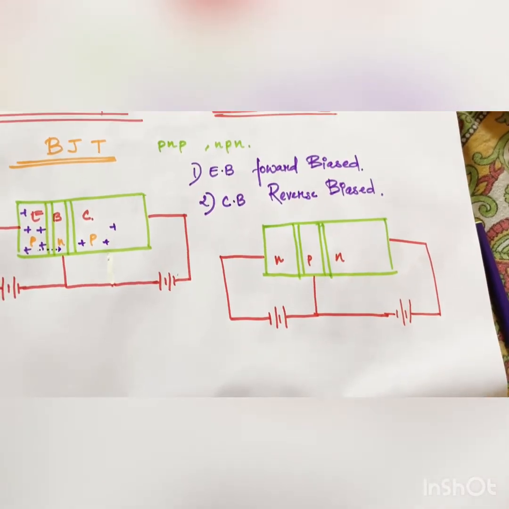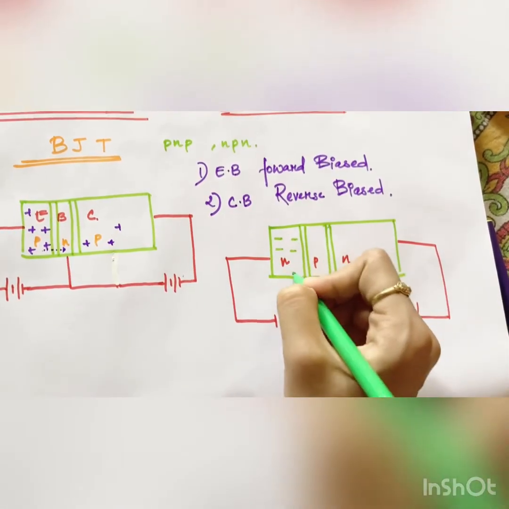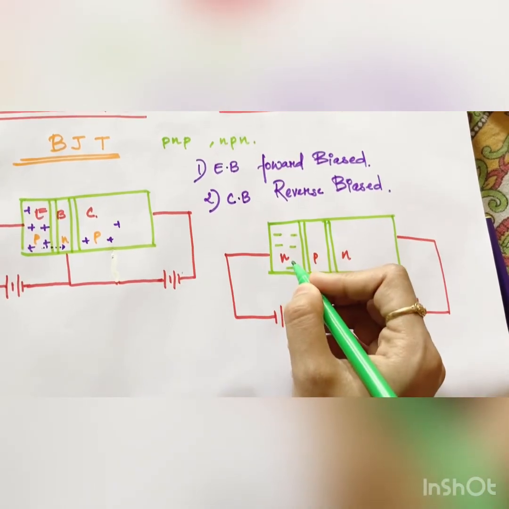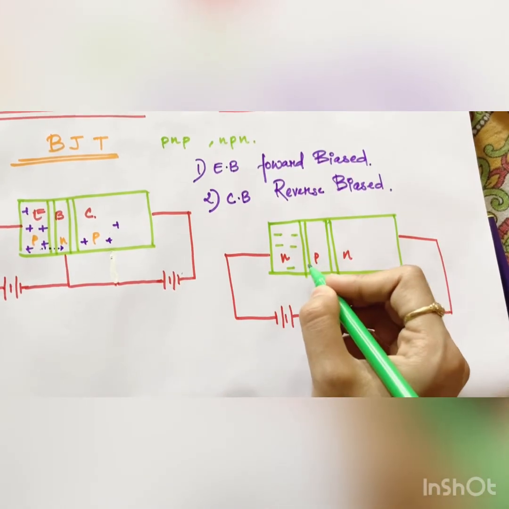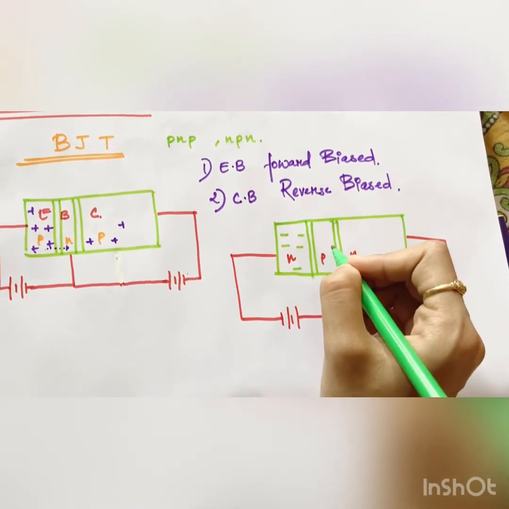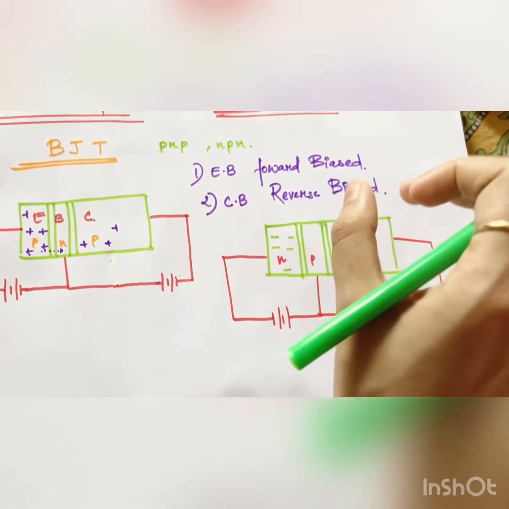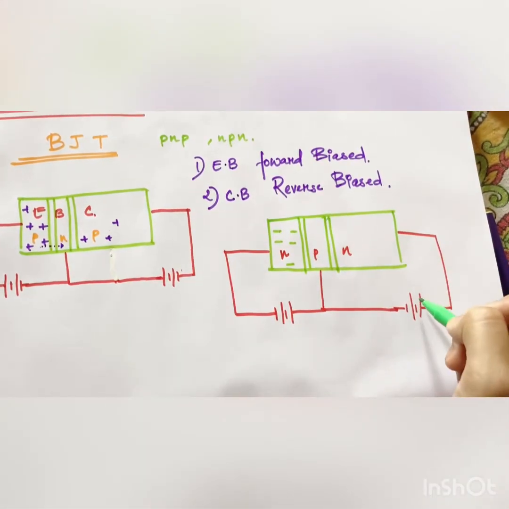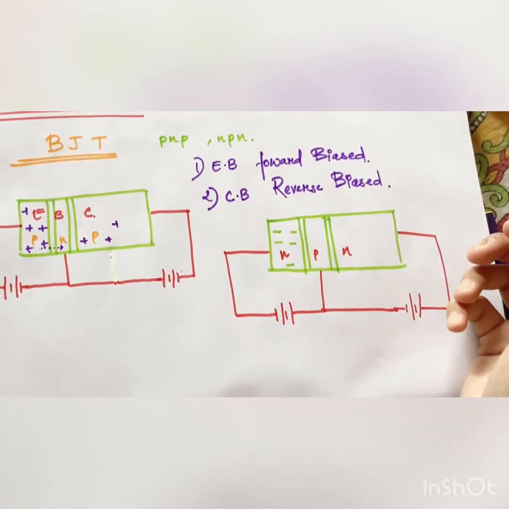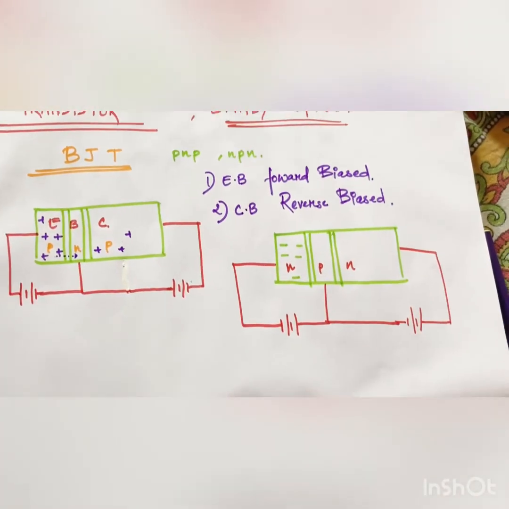Here the majority carriers are electrons. The negative terminal will repel the majority carrier electrons. They will pass through the base junction, and there some of them will recombine, and the others will pass through to the collector junction, because it has a positive terminal, and this positive terminal will attract the majority carrier electrons. So this is how the current flows in a transistor, and this is how the transistor works.